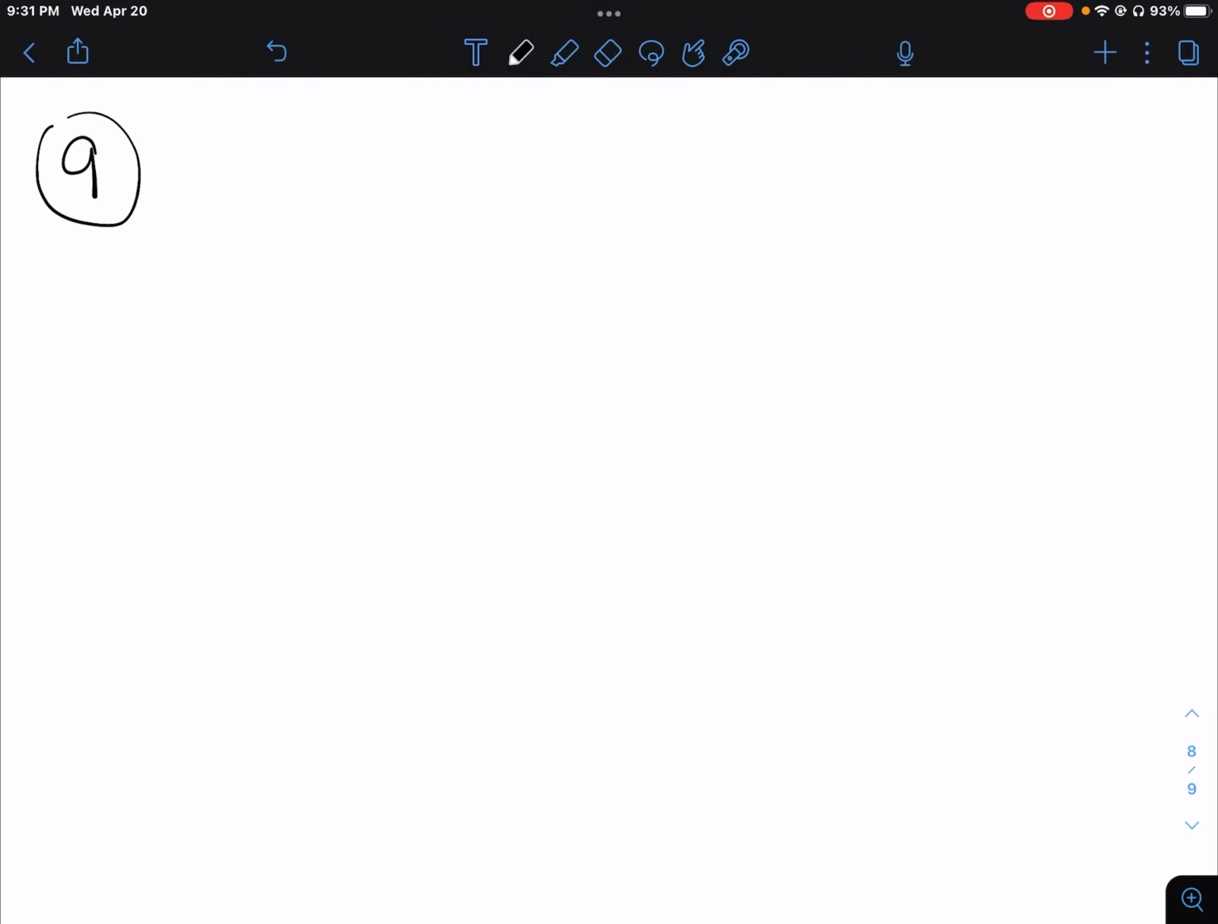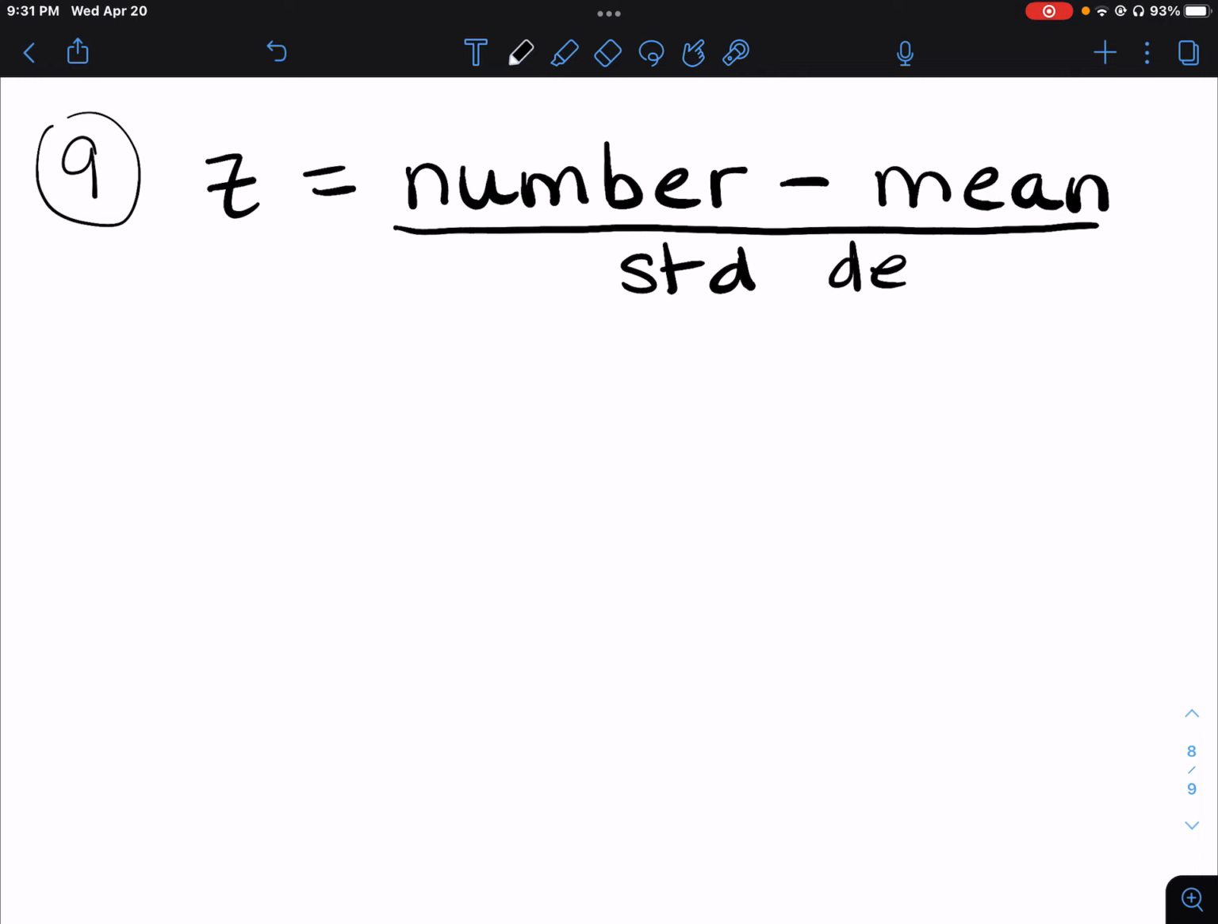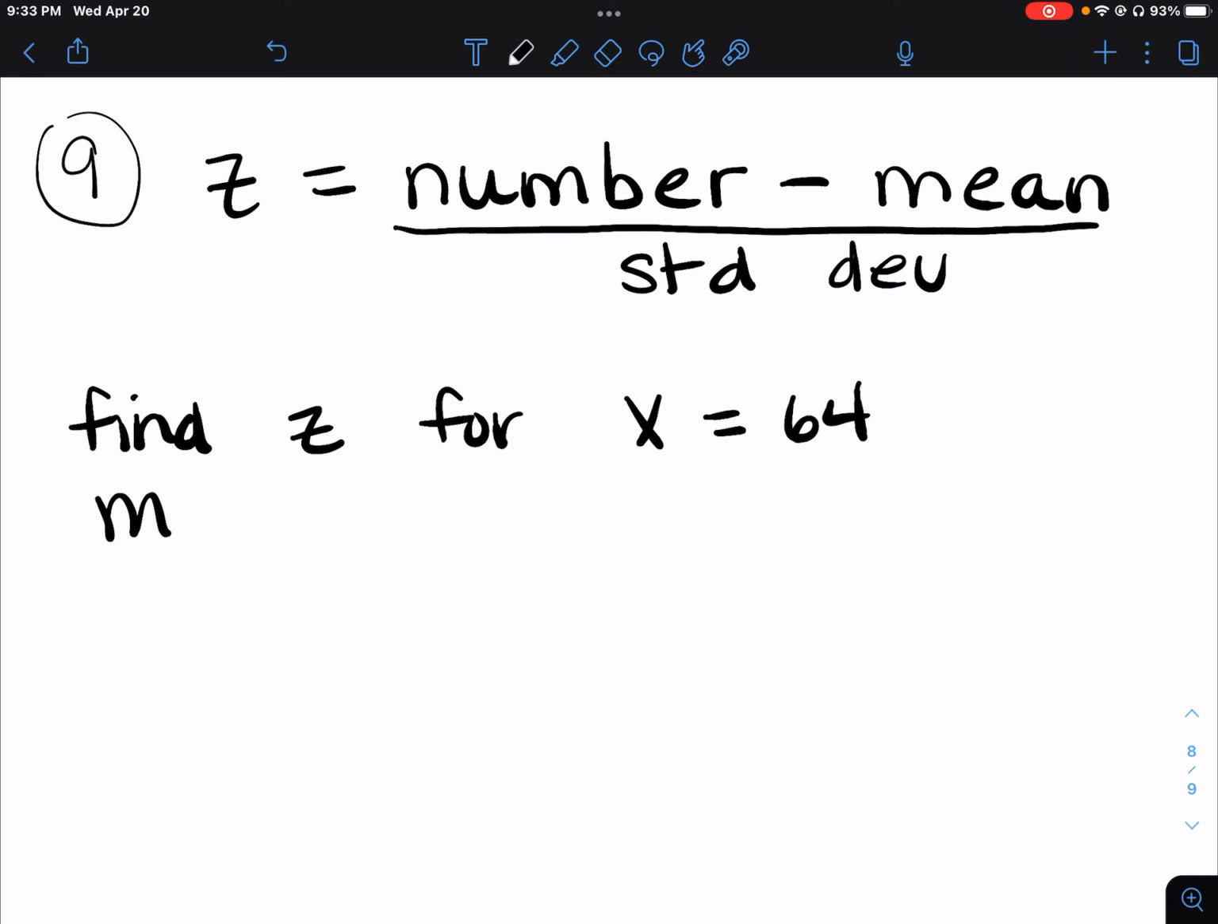Okay, number 9, it says find the z-score. You take the number minus the mean, divide by the standard deviation. Okay, it says find a z-score for x equals 64. The mean is, and the standard deviation is.